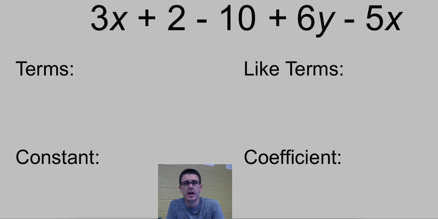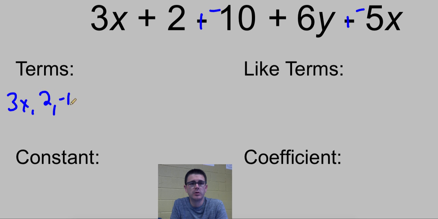Last one. You should be an expert at it by now. Give this one a try and then see how you did. All right. So I would make this into adding the opposite and adding the opposite. My terms are just all the pieces, 3x, 2, -10, 6y, and -5x.